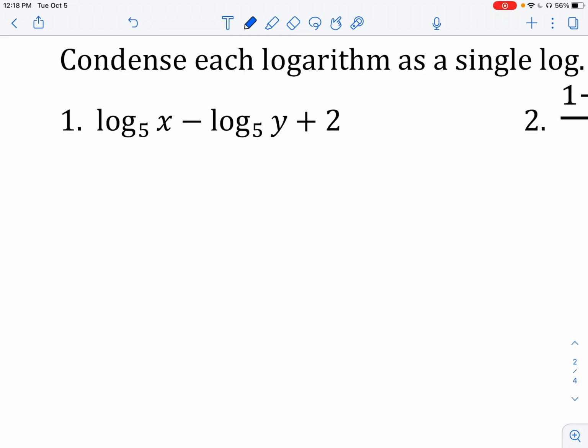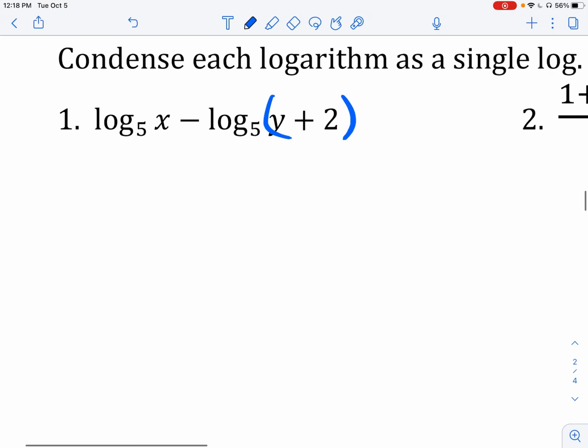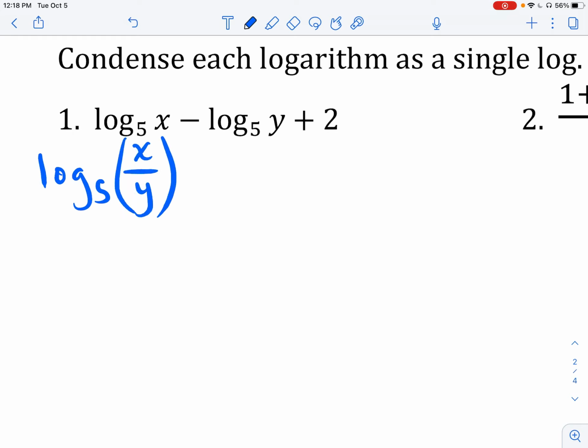Well, we're just going to kind of work this left to right. So we have log base 5 of x minus log base 5 of y. Note that this is not the same thing as this. So we're not putting y plus 2 as our argument of our log. So we're going to say log base 5 of x over y if you're subtracting those two logarithms. Now, what about this 2 here? Well, to fully condense this, we're going to want to rewrite this 2 as a logarithm with a base of 5. So, in other words, I'm asking myself, if I want to write this as a log with a base of 5, what would this have to be?